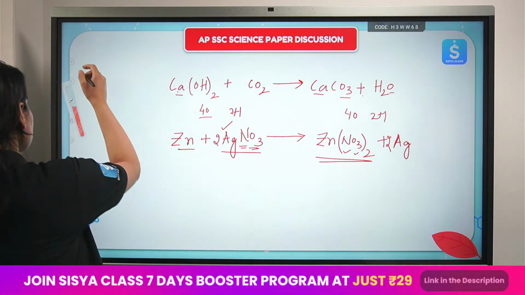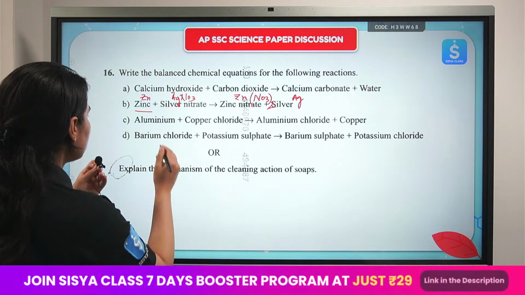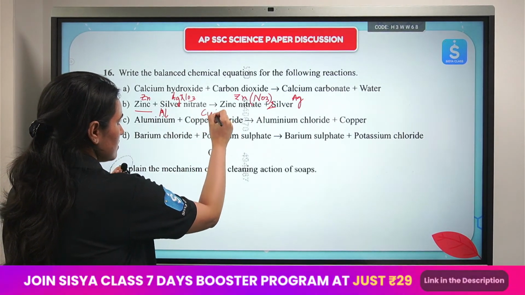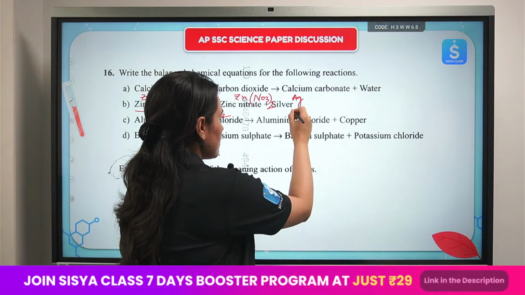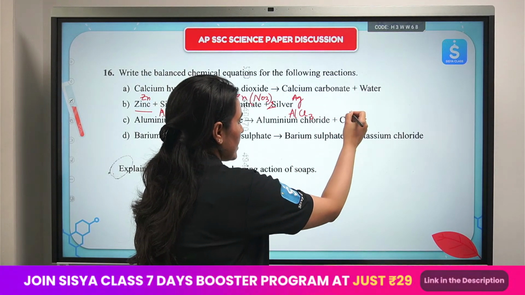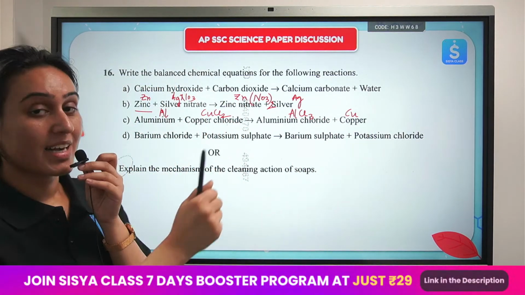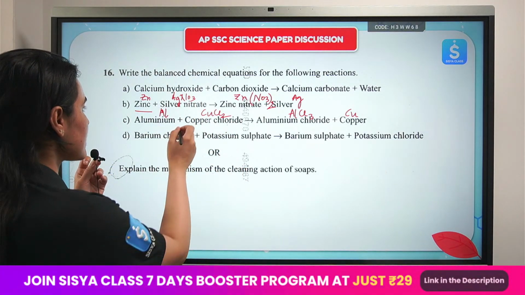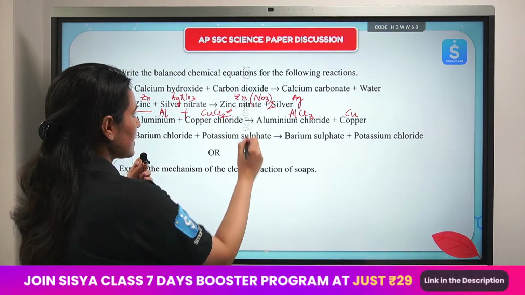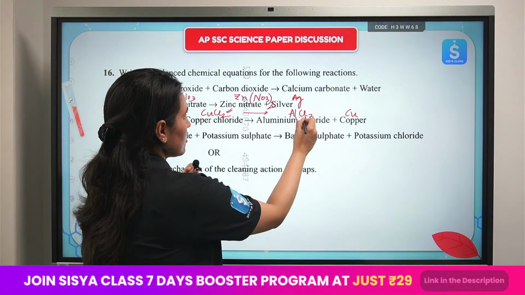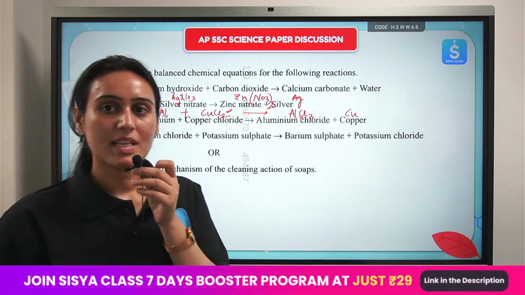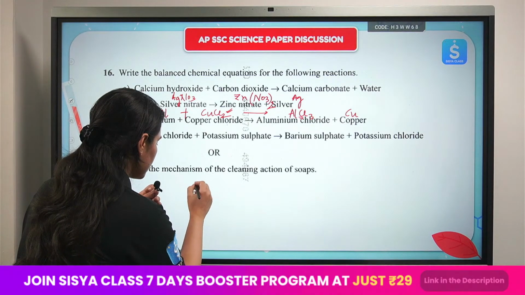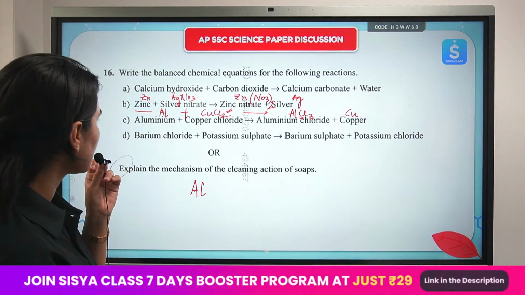Okay, see the next one. Aluminium, copper chloride, aluminium chloride, and finally copper. Again, we can see the number of atoms are not matching on the reactant and the product side. Okay, so which particular atom we can see is not balanced? I can see I have 2 chlorine atoms here and I have 3 chlorine atoms here. So we will start with the chlorine. Okay, so how should we balance it? Let me write this here only. We have enough space so that you can see the equation also.